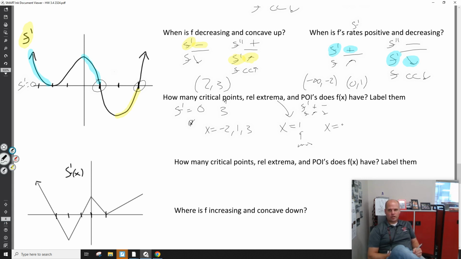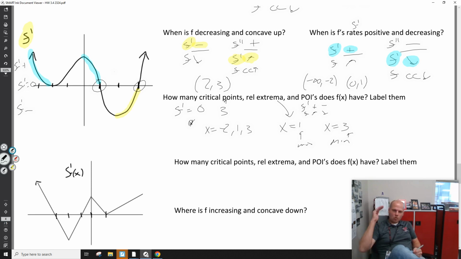X equals 3. F prime changes signs from negatives to positives. So that means that's got to be a min. X equals 1 is a neither. X equals negative 2 is a neither. So it's a critical point that's not a max or a min. So I'm not going to list it.